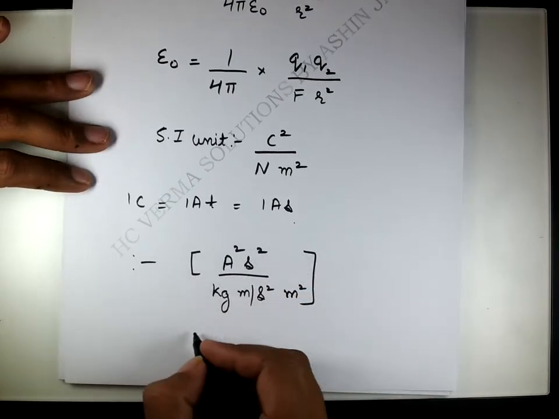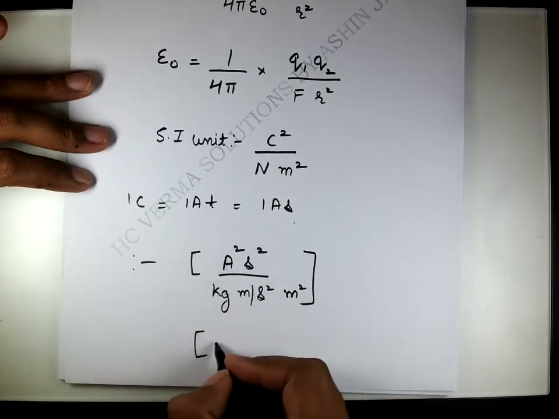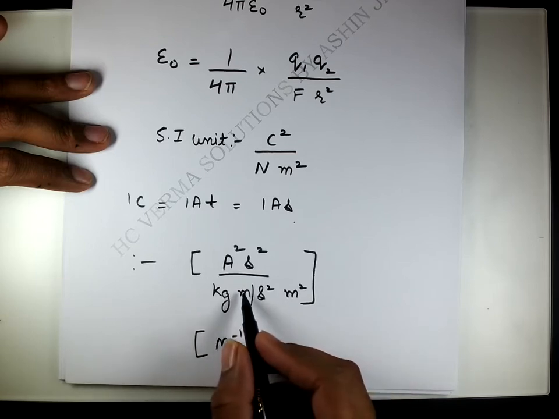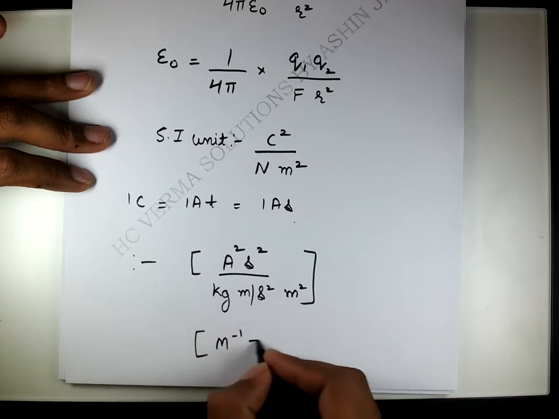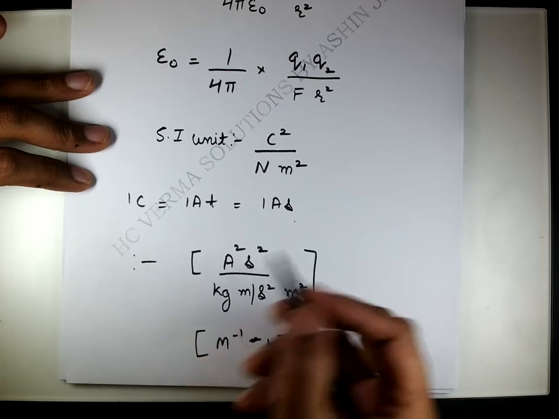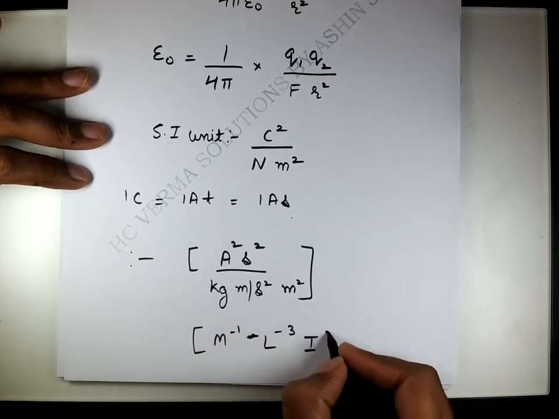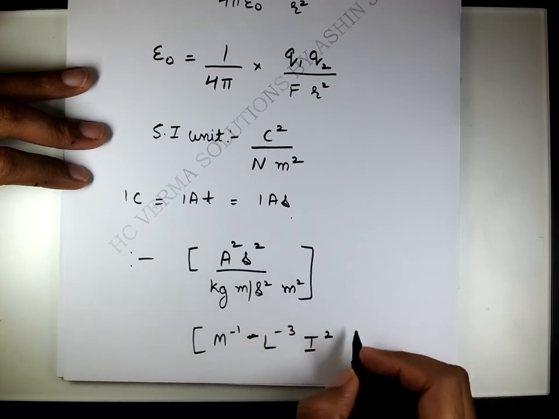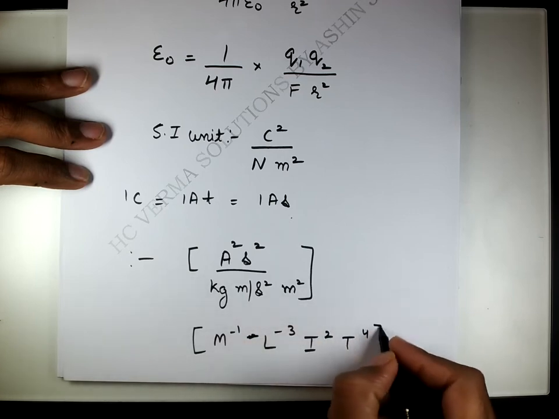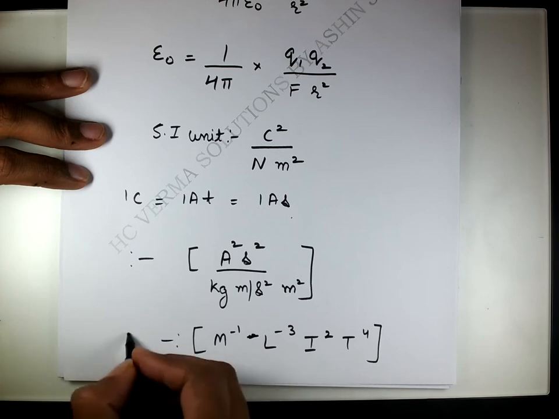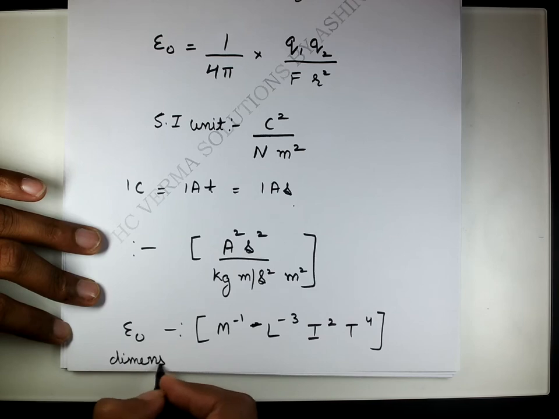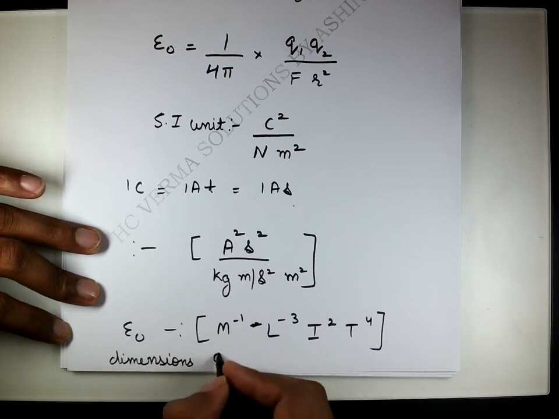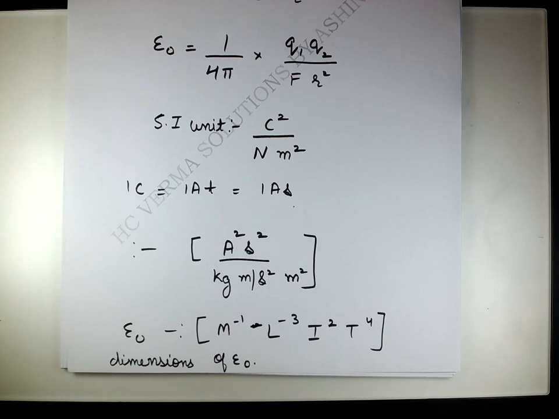So basically if I actually simplify it, this becomes M to the power minus 1. Meter square and meter is in the denominator, so that leads to L to the power minus 3. Now ampere square is in the top, we can write it as I square, and second to the power 4 is in the top, so we can write it as T to the power 4, which becomes the dimensions of epsilon naught. Thank you.